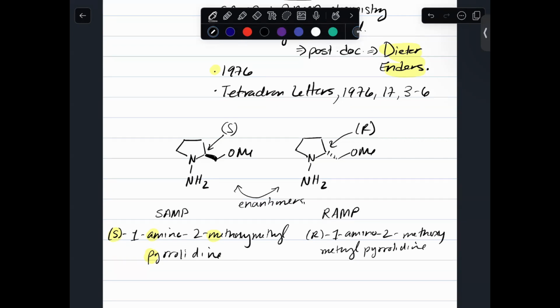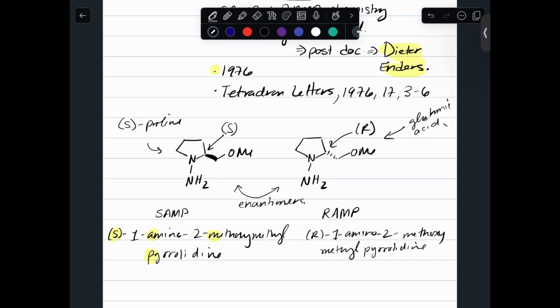The SAMP molecule can be derived from S-proline amino acid, whereas the RAMP can be derived from glutamic acid amino acid. So really easy to make, really cheap. If you want to learn how to make them, please feel free to come to office hours. The Tetlet paper does cover it, but not as extensively. It's a really short synthesis, which is really nice.